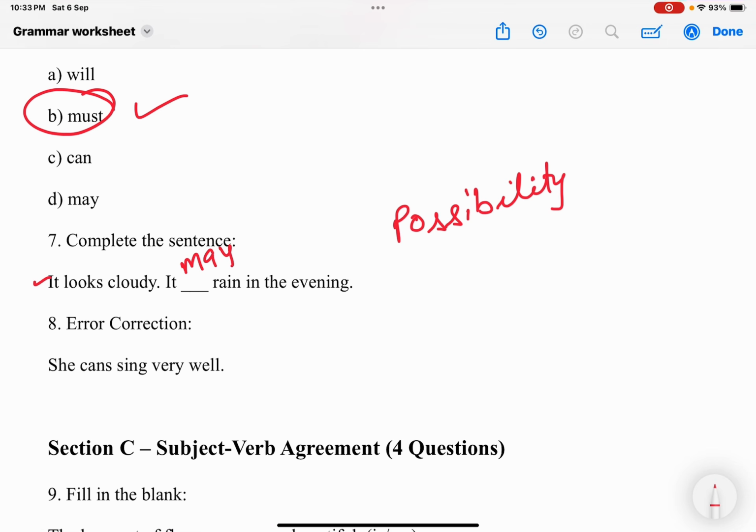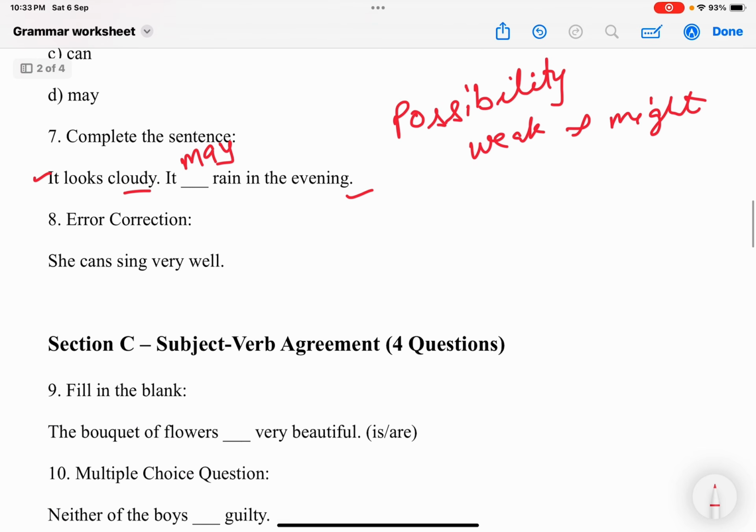So we can use may here. If it is a weak possibility, then we use might. Okay, so it looks cloudy. It is cloudy. That means possibility is high. So it may rain in the evening.